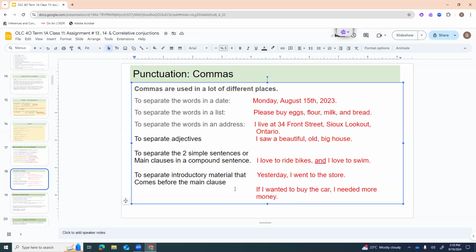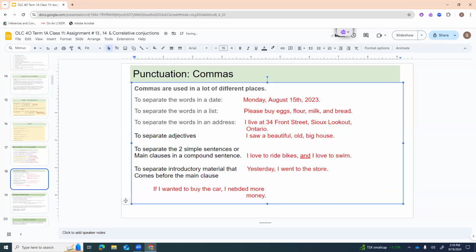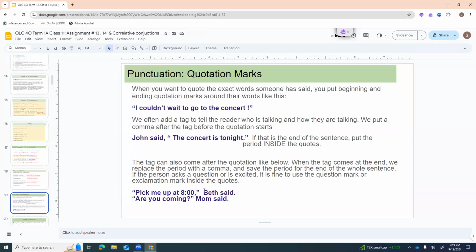Oh, and here we have a complex sentence. I don't know why I put this as something else. Sorry. Complex sentence. That's when we have, we talked about this yesterday, a dependent sentence that can't stand on its own, hooked up to an independent sentence, which can stand on its own. If I wanted to buy the car, that's my dependent clause. It's connected to the independent clause, I needed more money. And I put a comma between the two to help show you that there's two different clauses there. That one's a little bit tricky.